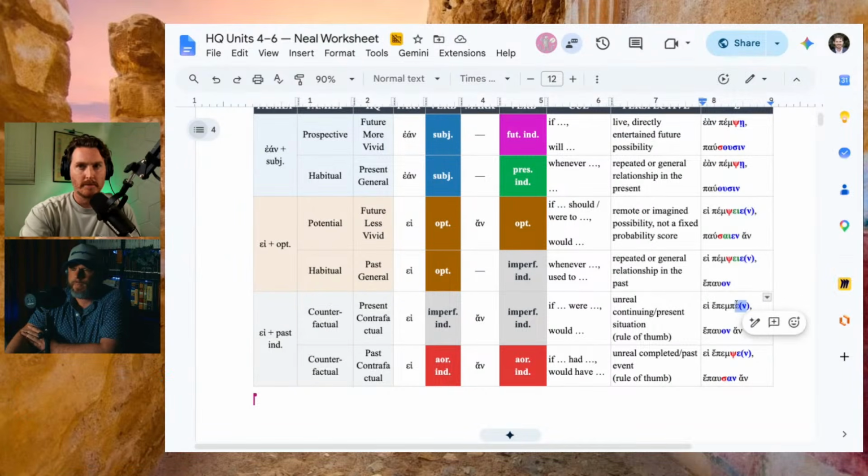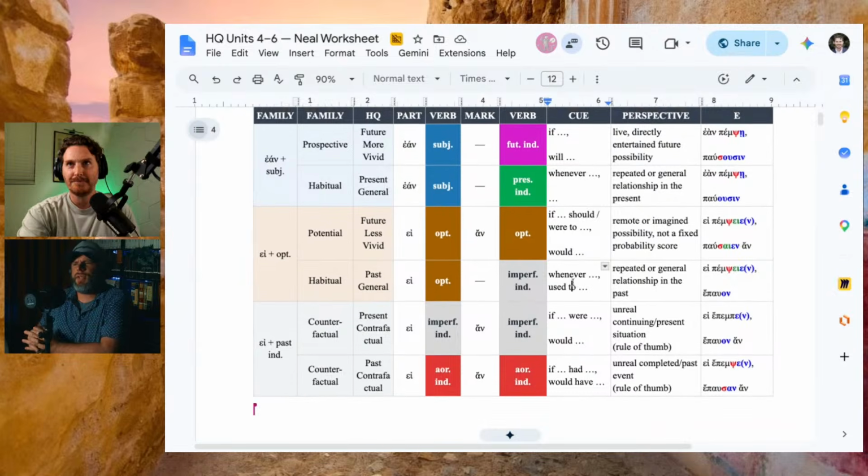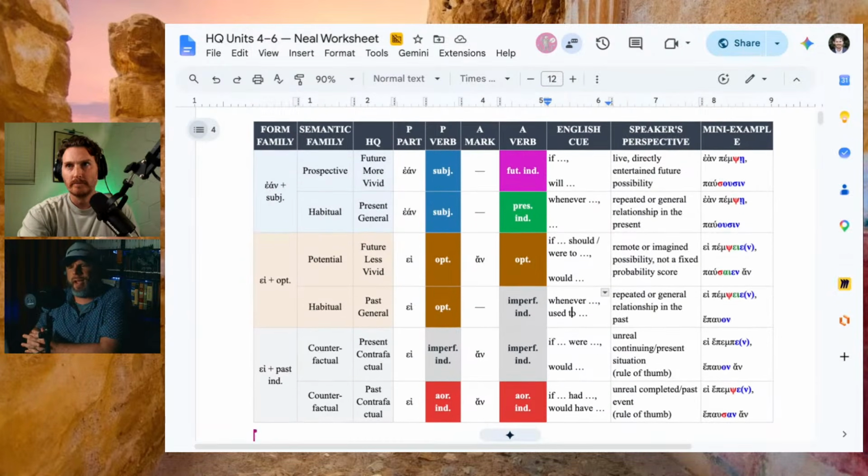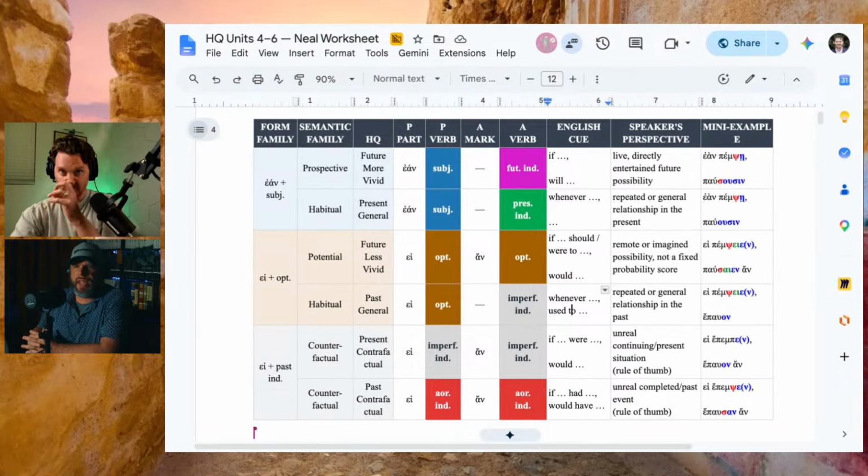imperfect. So everything clear? You just have to memorize, because it's more than just it says an and there's an or on. It's more than that. You have to memorize if there's a sigma in the verb. Yeah, you have to pick up these patterns of what are you seeing in the apodosis? What are you seeing in the protasis?